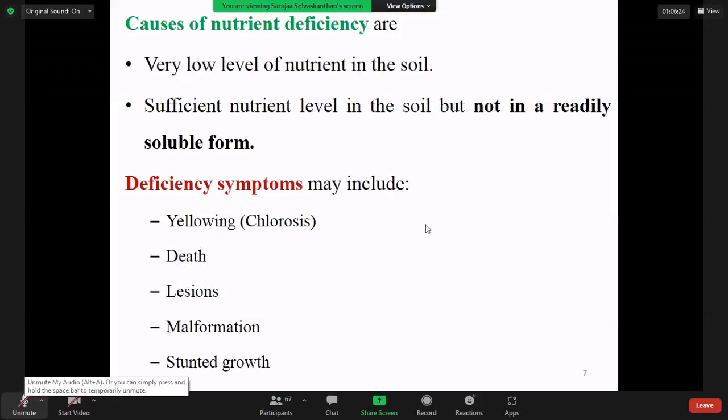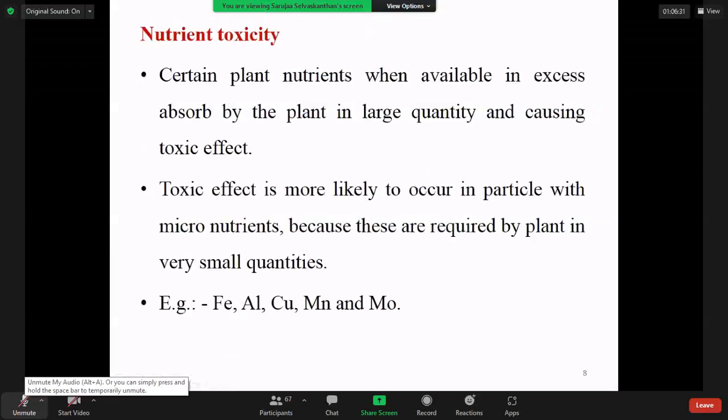Okay, thank you. After this, you are clear, no? Then the other one from here: toxicity. Okay, what is toxicity? Excess of nutrients, above a certain level. What are the causes of toxicity? Salinity, acidity, higher fertilizer application.